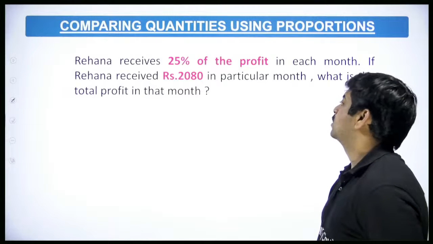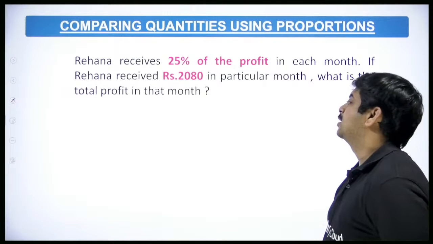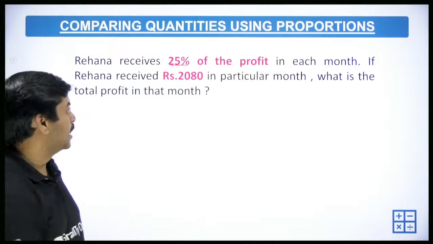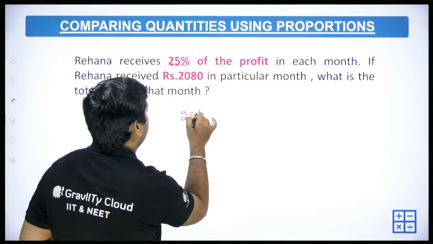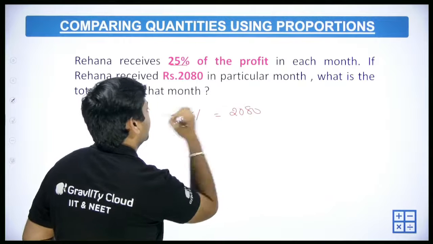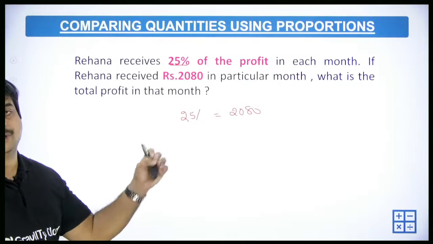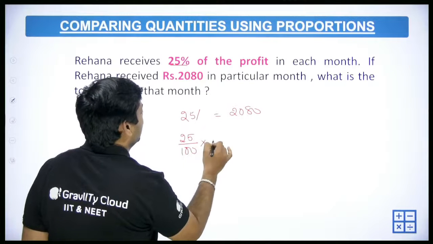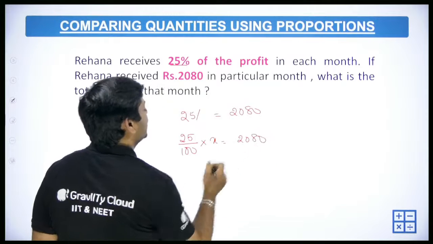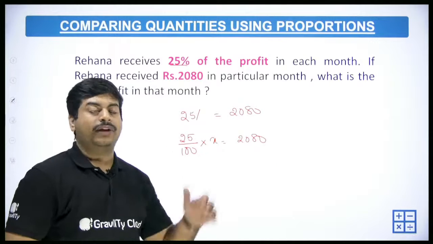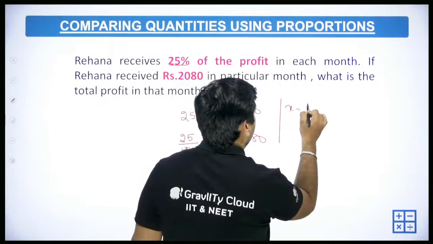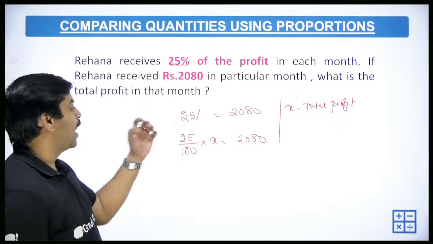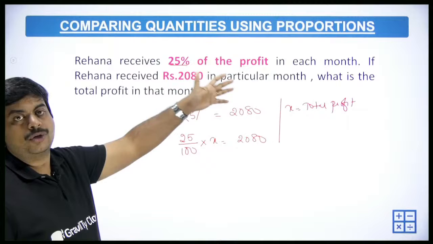If Rehana received 2080 in a particular month, what is the total profit in that month? Okay, so the question is, 25% of the profit is equal to 2080, right? So we need to find what the total amount is. So 25 by 100 into x is equal to 2080. What is that x? That is the total amount, the total profit. We know that x equals total profit. So 25% of the total profit is equal to 2080, right?